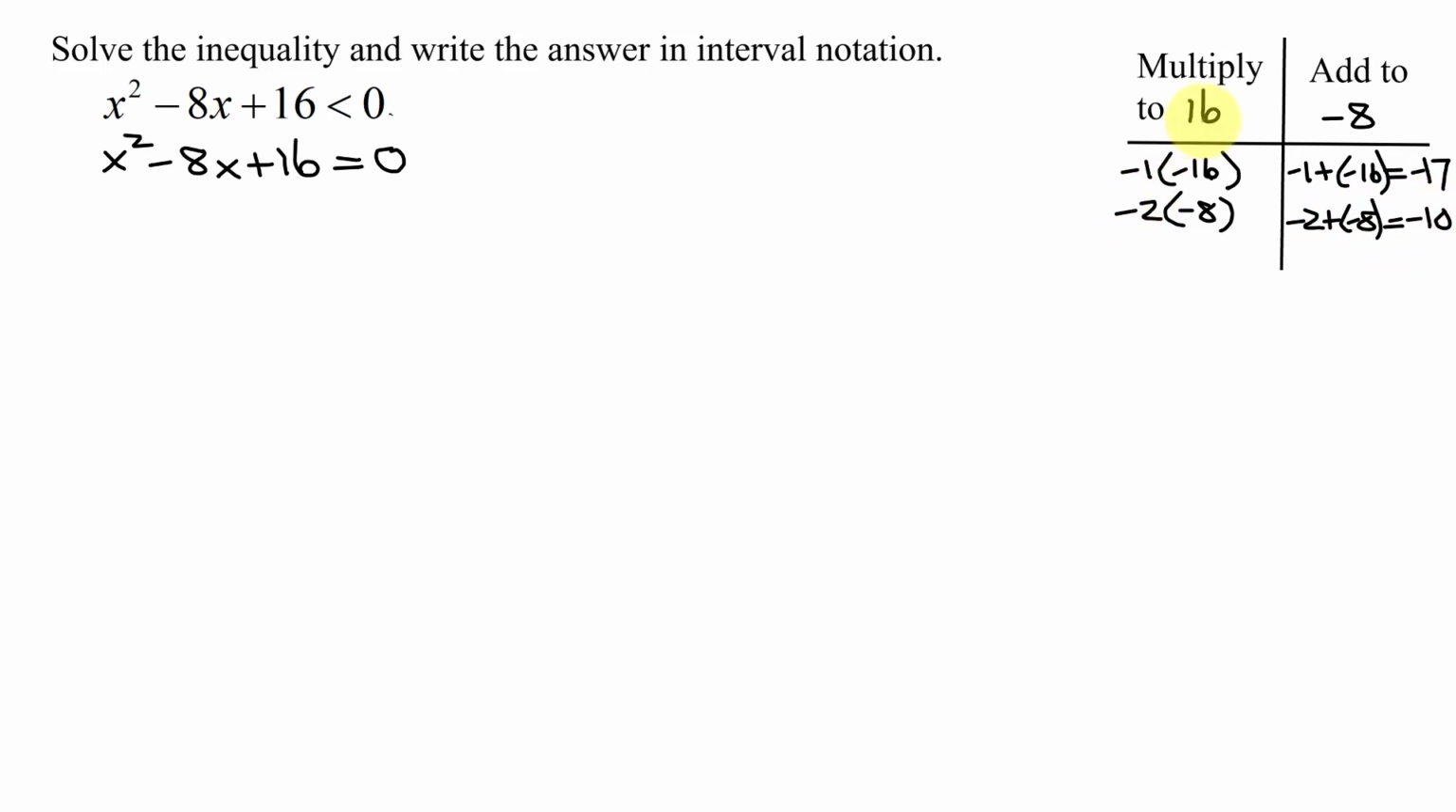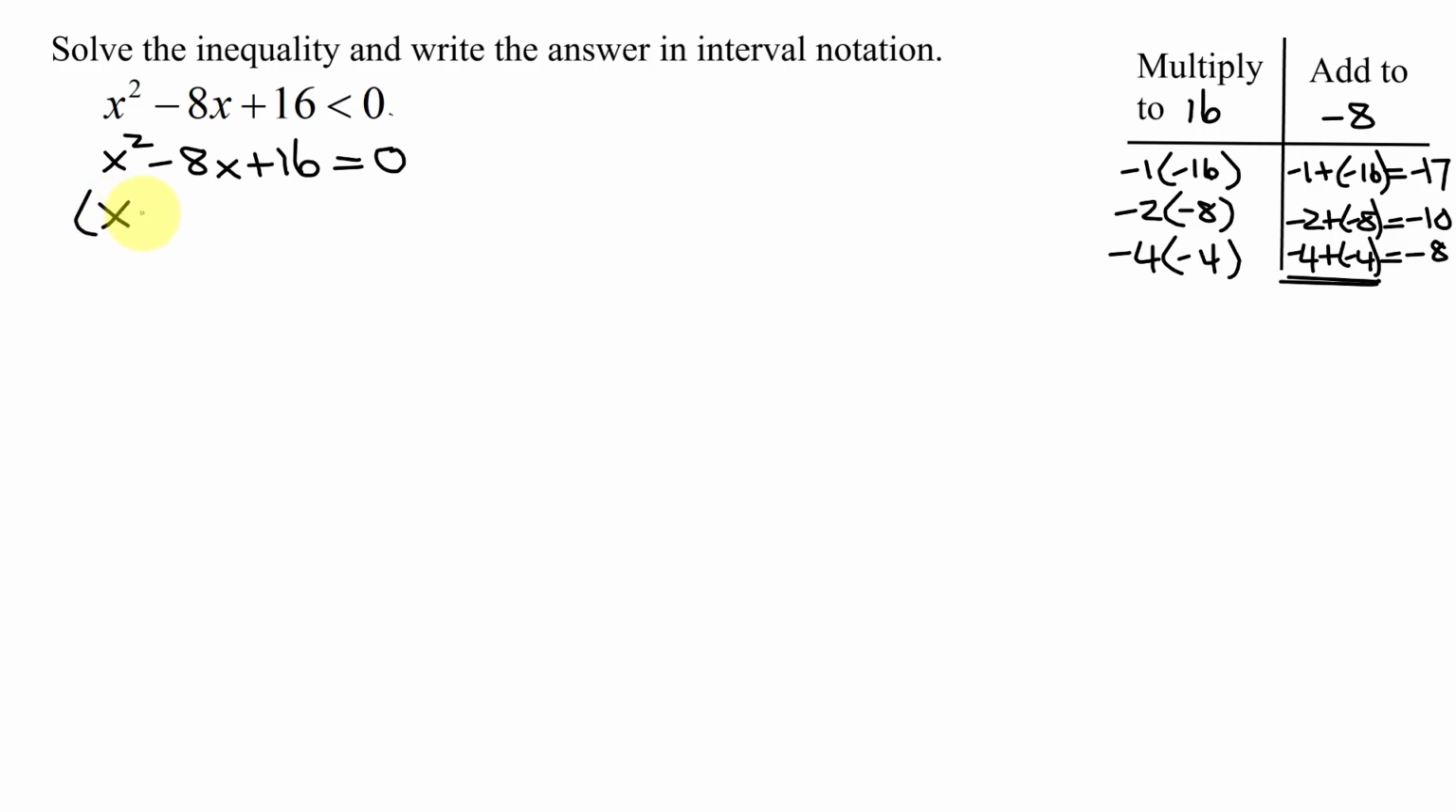Does 3 divide into 16 evenly? No. Does 4 divide into 16? Yes. So I'm going to have negative 4 times negative 4 is positive 16. And negative 4 plus negative 4, this is looking good, add up to a negative 8, the number I want. So these are my two factors.